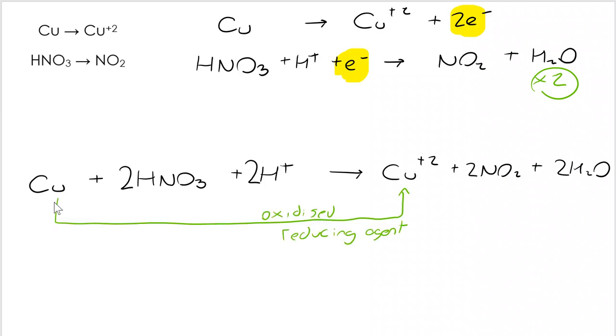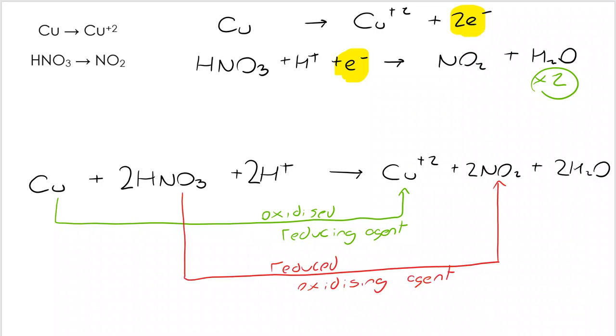I can then see that my copper has been oxidised to copper(II), so it's acting as a reducing agent. We can also see its oxidation because it's lost electrons in its half equation. And HNO3 has been reduced to NO2. It's acting as an oxidising agent, and again we can see here that it's gained an electron in its half equation, so from there we know that it's reduction as well.